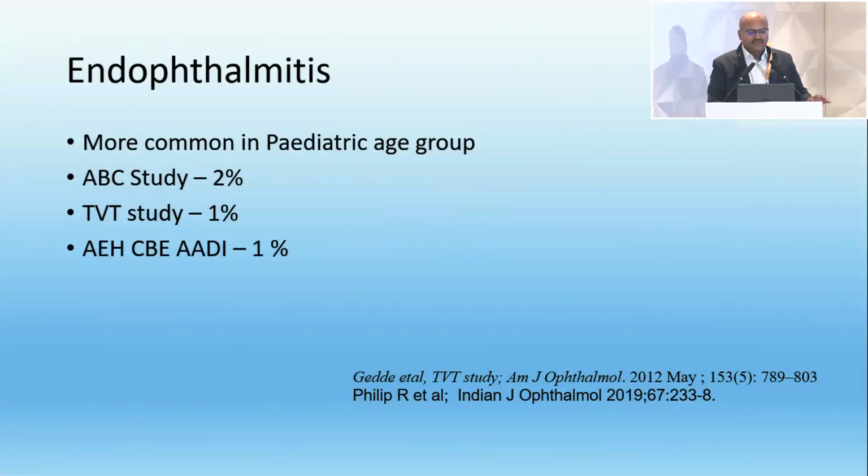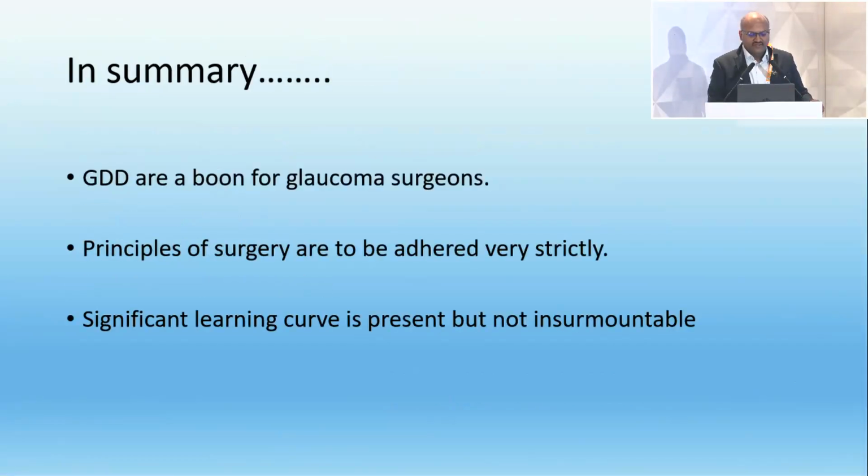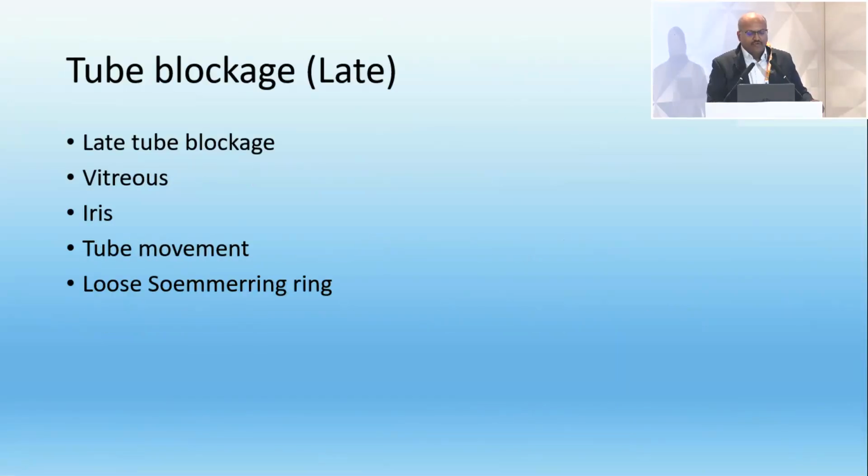ABC study mentioned 2%, TVT 1%, and our own series had 1% incidence. So tube blockage, it can be blocked by vitreous, iris, tube movement can also block the tube tip, and you have a loose Sommering ring that can also block the tube.